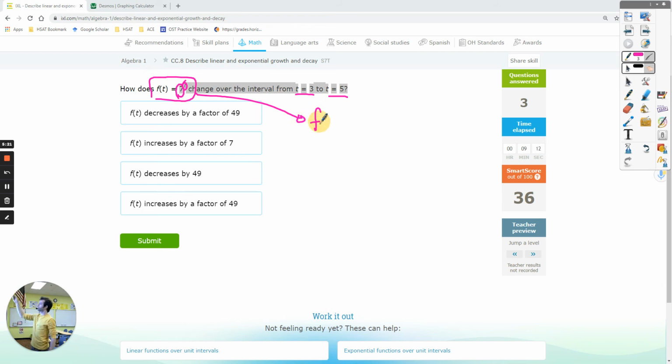This is function f of t, but now the t is 3. Let's plug it in. F of 3 equals, I'm rewriting this original function, 7 to the power of t, but now the t is 3. Let's not worry about what it is.